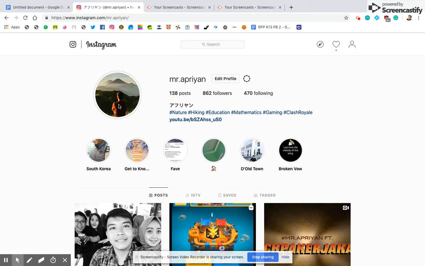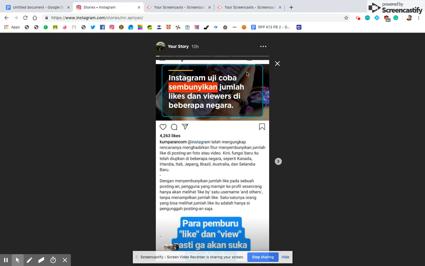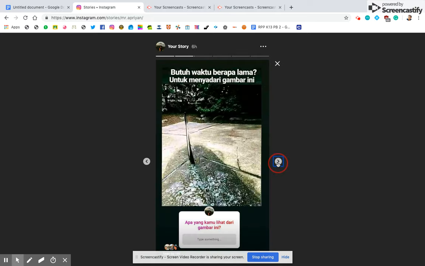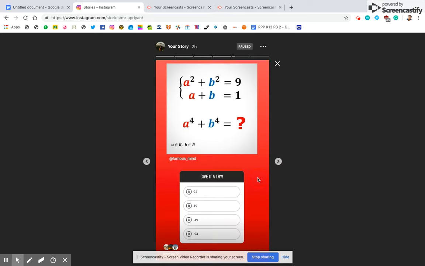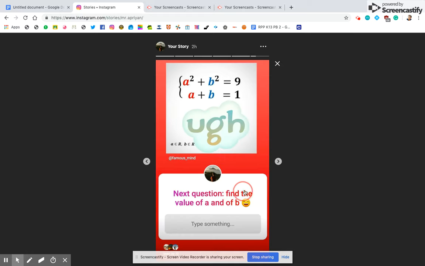Hi guys, I recently posted two questions through my Instagram story. The first question: if you are given a squared plus b squared equals 9 and a plus b equals 1, what is the value of a to the power of 4 plus b to the power of 4? Either 94, 49, negative 49, or negative 94. And the second question was, find the value of a and of b.